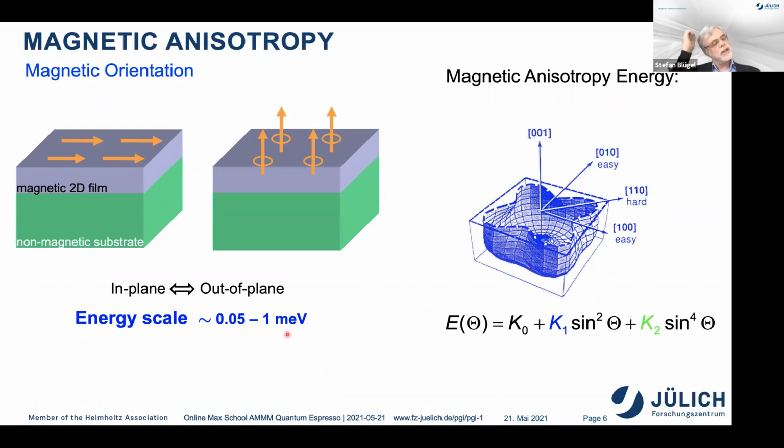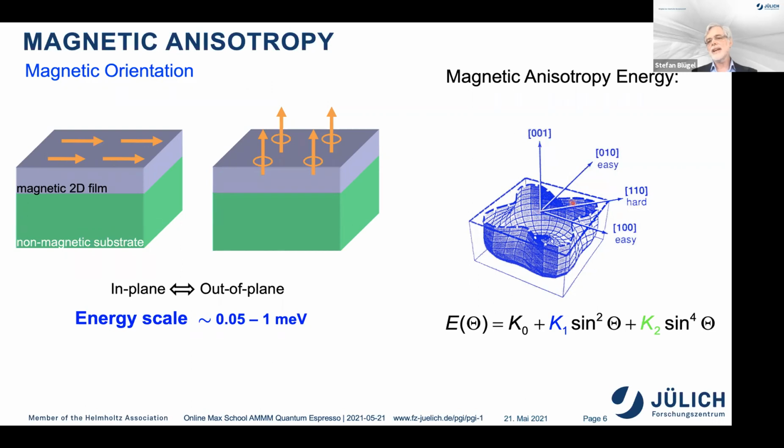So remember, this morning Professor Baroni talked about phonons. This is also a small energy scale, but the phonon energy scale might be in the order of 100 meV, or 200 meV at the Brillouin zone edge. Here we're talking about 50 micro-eV to 1 meV. And here you see a totally over-exaggerated picture of the magnetic anisotropy. You see that in this picture, the length is the energy.